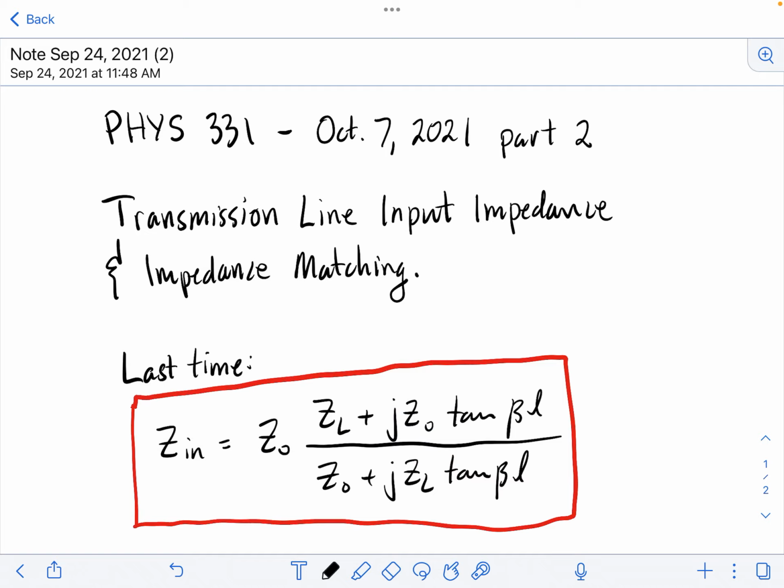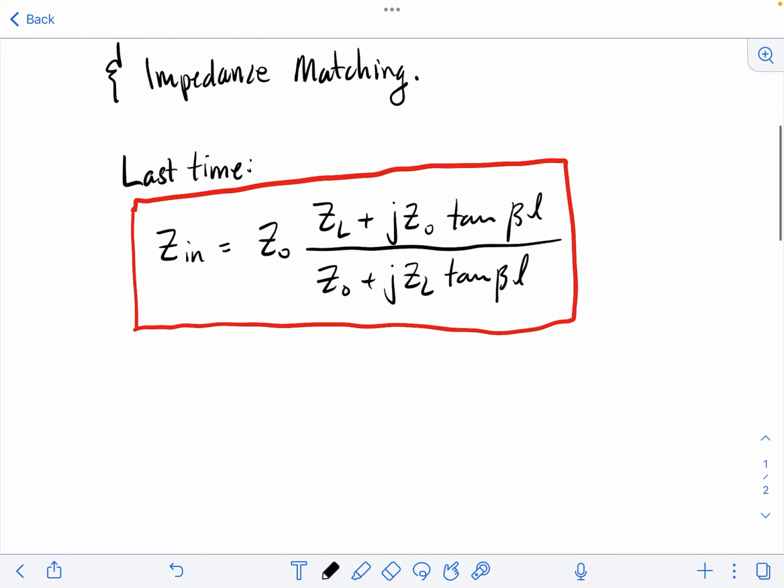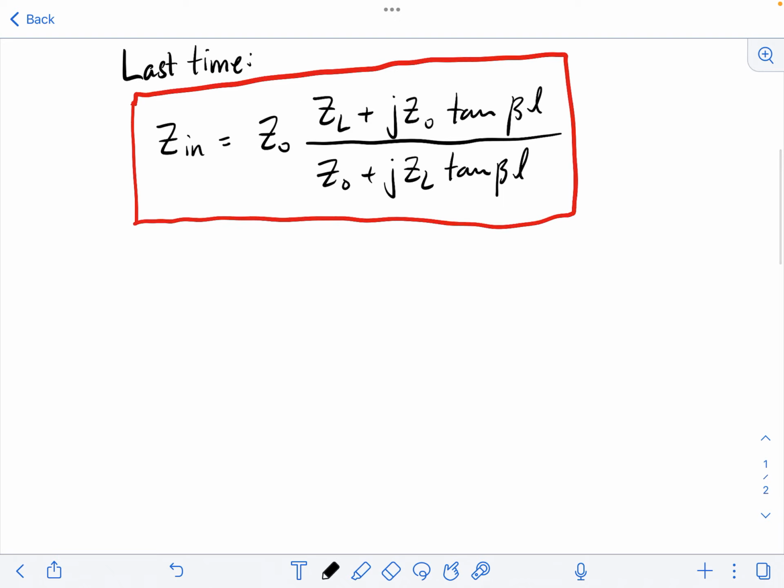And then in the second part of the video, I'd like to go over a bit of a discussion of impedance matching, and then maybe prep you a little bit for assignment number 2. Okay, so let's start with some special cases.